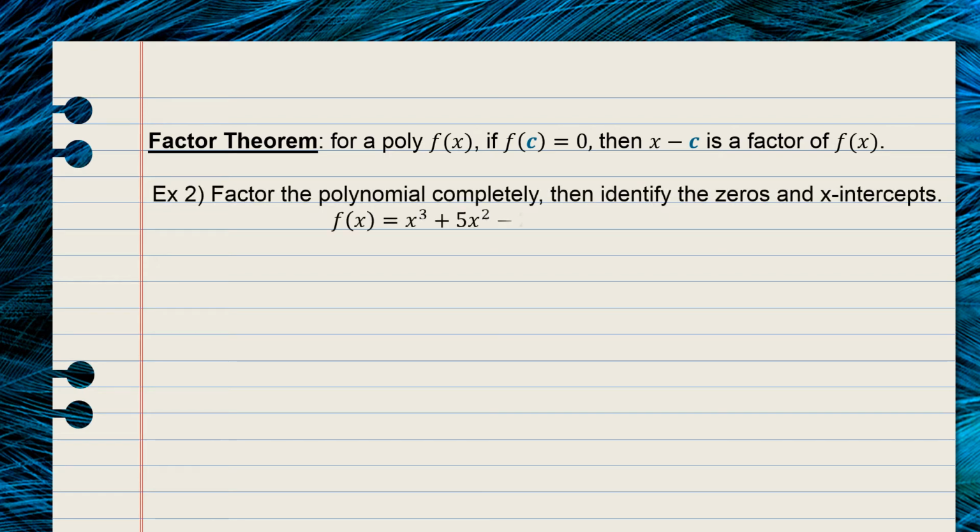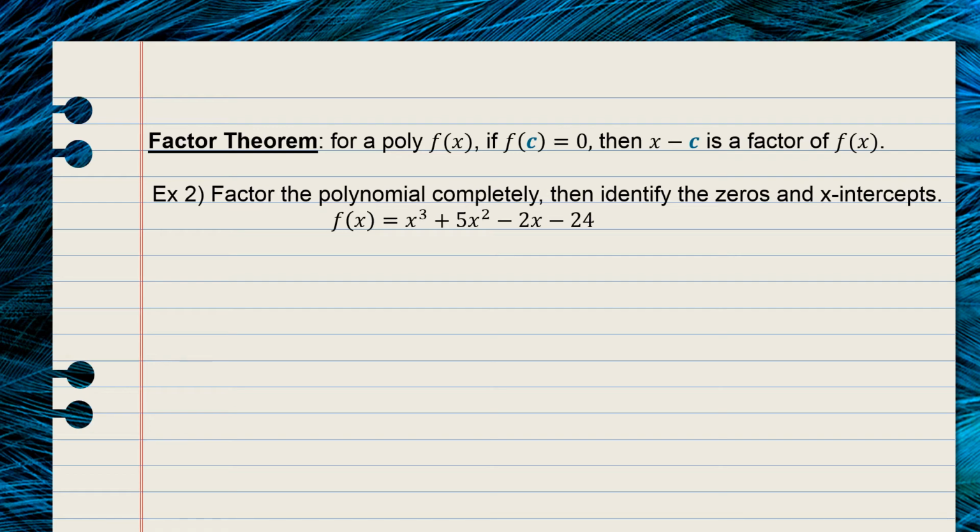So example 2, factor the polynomial completely, then identify the zeros and x-intercepts. We're given f of x equals x to the third plus 5x squared minus 2x minus 24. Since it said to factor, you may be thinking of all the different forms of factoring. AC method, difference of squares, factor by grouping. And so we look at our given polynomial.